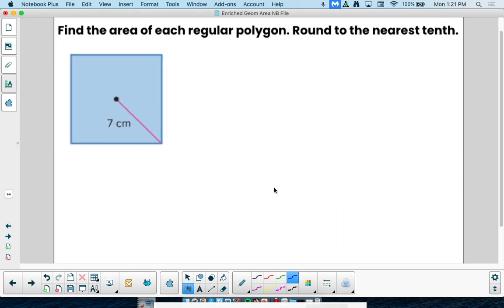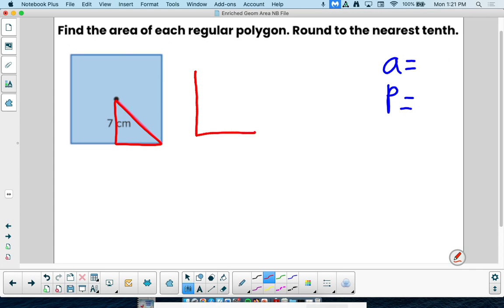Okay, let's try the square. Same process. We still need our apothem and our perimeter. By just looking at our picture, do we know either of those things? No. Unfortunately, no, we don't. Here's our right triangle, right? I'm going to blow that up right here so you can see it a little bit better.